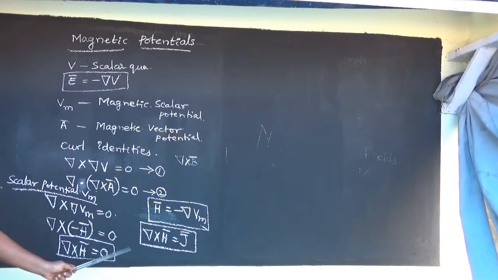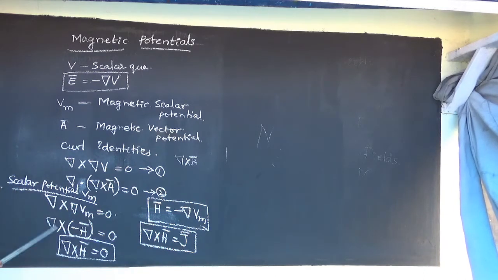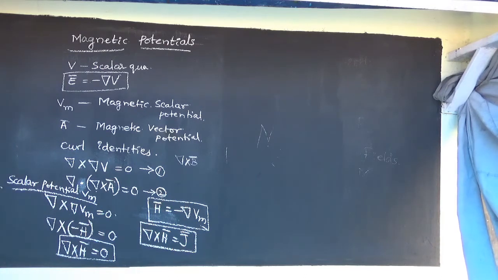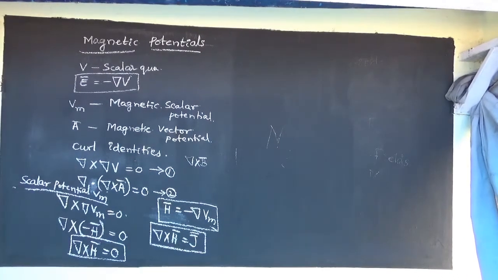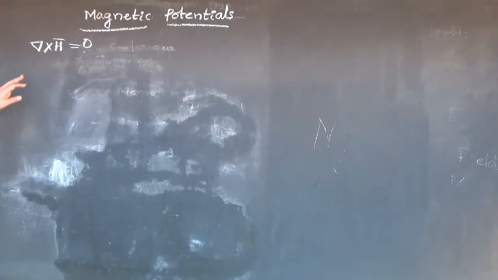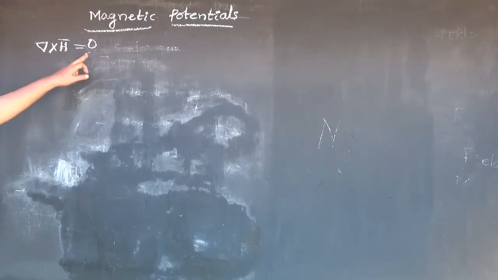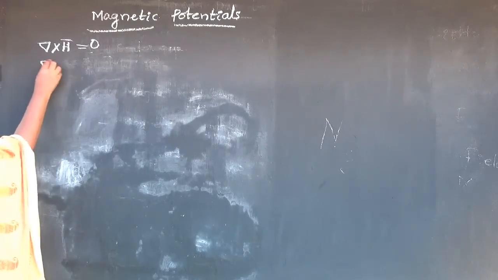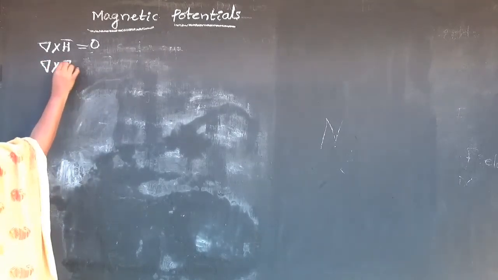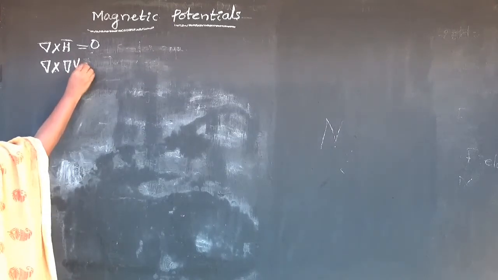That is the thing we can conclude by using this identity. And we know that del cross H bar equal to 0, which represents the scalar magnetic potential.